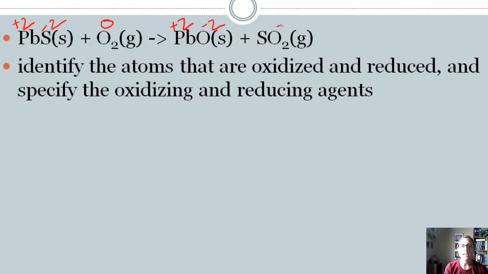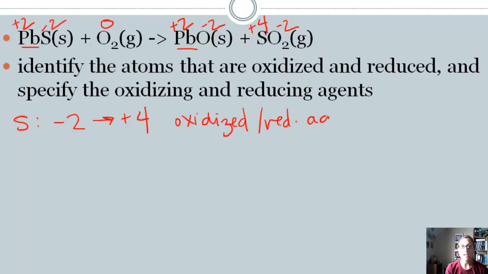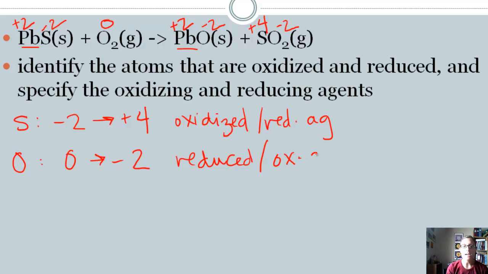We look at our SO2 again. Oxygen is -2. There's 2 of them. That makes a total of -4, giving sulfur a +4. And so here, lead is actually not changing at all, so we're not going to include it. Sulfur goes from -2 to +4. So this means that it was oxidized because it lost electrons, making it the reducing agent. Now, oxygen went from 0 to -2, so it was reduced, making it the oxidizing agent.